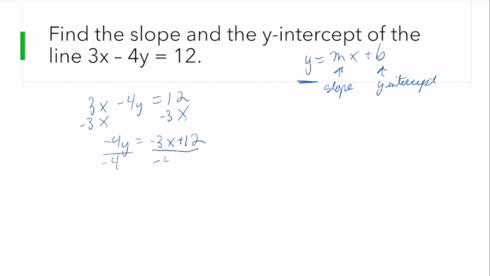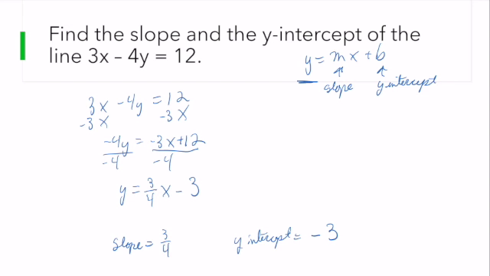That leaves me with y equals negative 3 divided by negative 4. That's going to give me a positive 3/4. And then 12 divided by negative 4 gives me a negative 3, because negative 3 times negative 4 is 12. So I have my equation in slope-intercept form. My slope is going to be the coefficient on my x, which is 3/4. And my y-intercept is going to be negative 3.